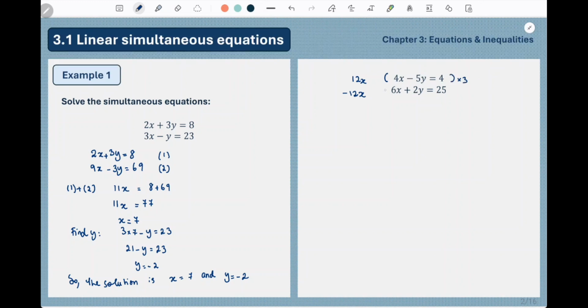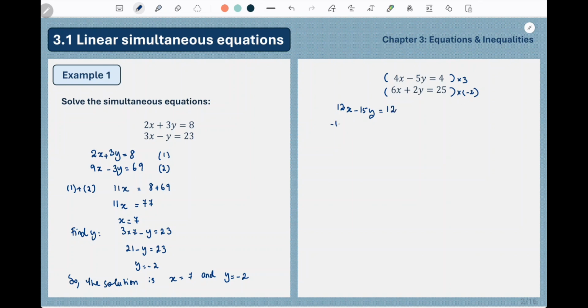3 times 4. And for this one, minus 2. Multiplying by minus 2 will do the trick for us. Okay, so let's rewrite these equations with everything multiplied. So 12x minus 15y equal 3 times 4 is 12.